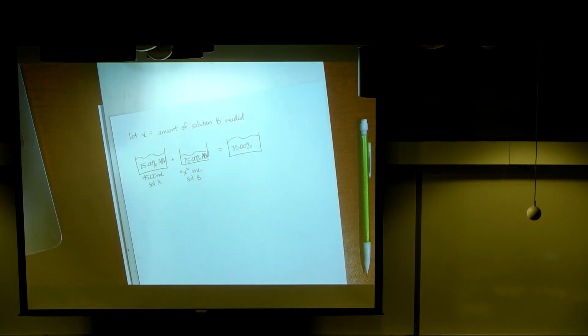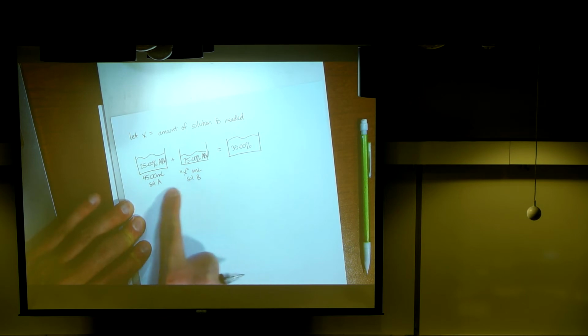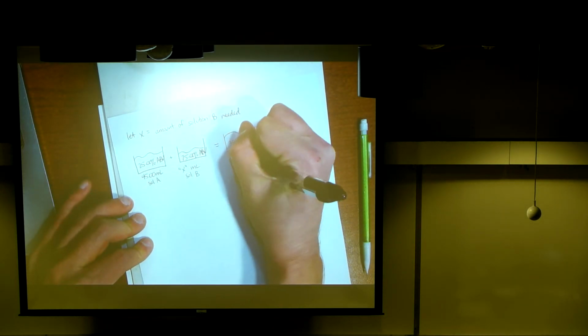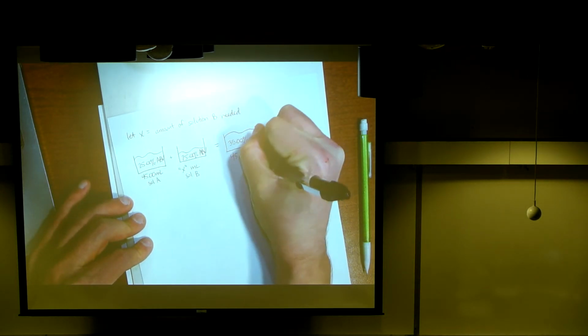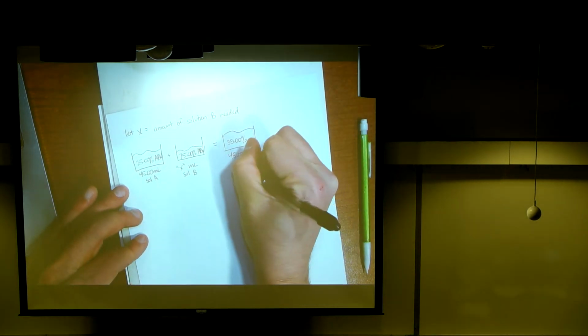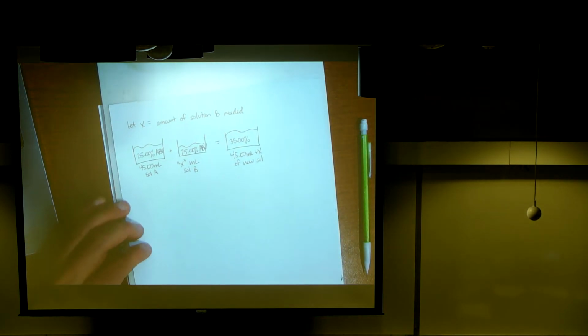Okay. And on the bottom, I'm writing how much we have, right? So how much volume do I have in this final mix? Yeah, I'm going to write this as 45 plus X. Just add the two volumes together of, let's just call it the new solution. All right, so that's a picture of what's going on.